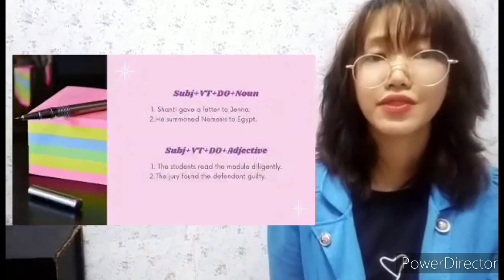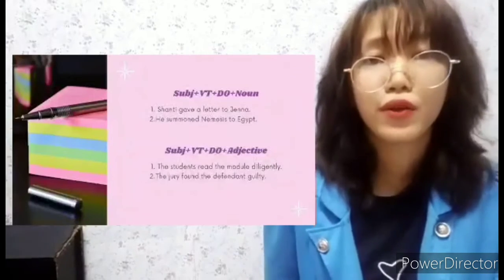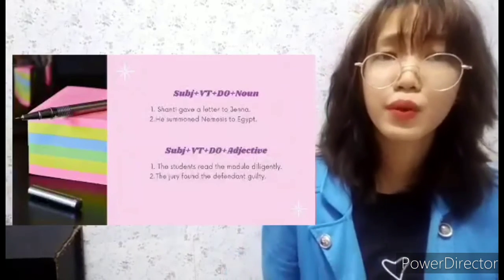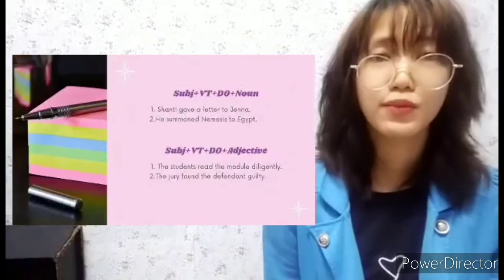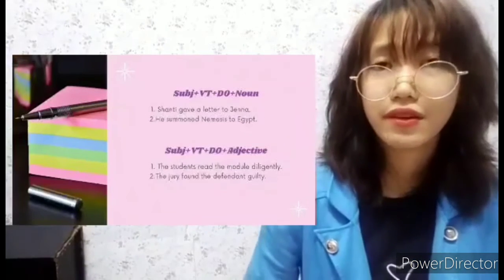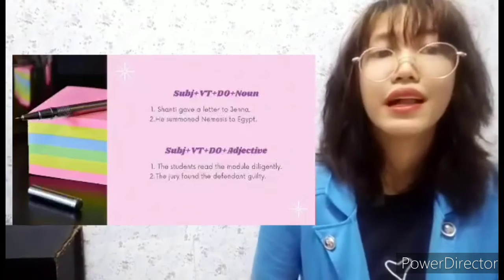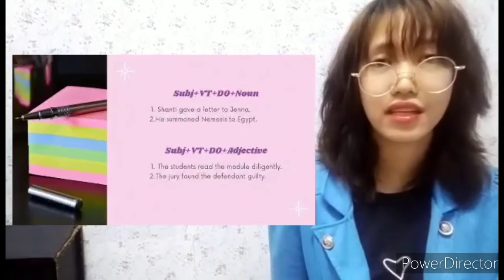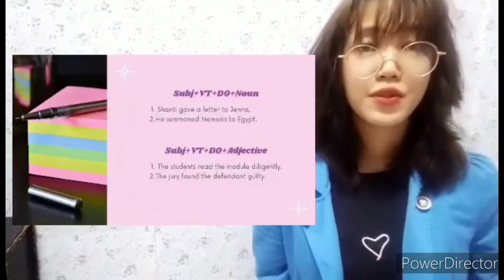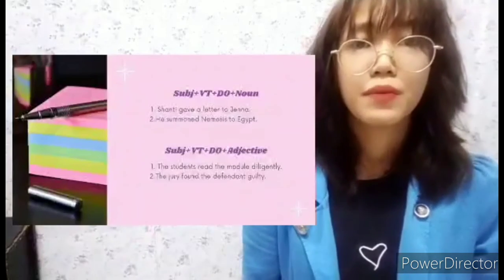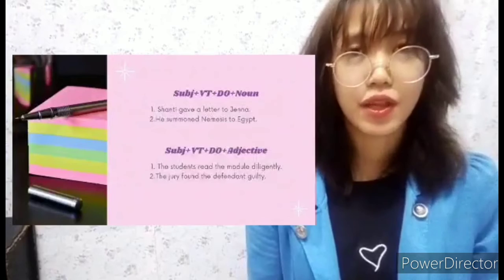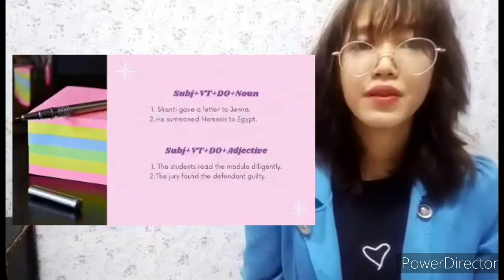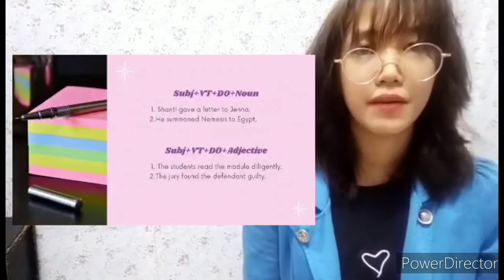It also answers the questions what or whom. So who was summoned? Nemesis, and Nemesis is a direct object. I hope you see the relationship between the two. Lastly, the noun is Egypt. Then, let's go to subject plus verb transitive plus direct object plus adjective. The student read the module diligently.